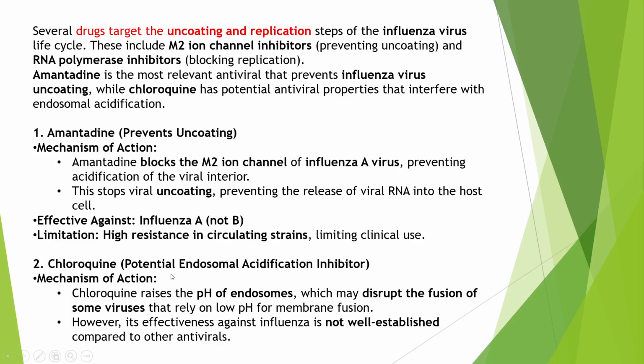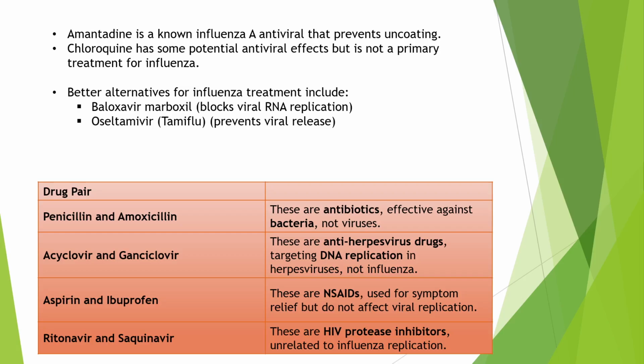Then chloroquine, a potential endosomal acidification inhibitor. Chloroquine raises the pH of the endosome, so it prevents the acidification. So the hemagglutinin does not become active and does not start the fusion process. This may disrupt the fusion of some viruses that rely on low pH for membrane fusion. However, its effectiveness against influenza is not well established when compared to other antivirals.